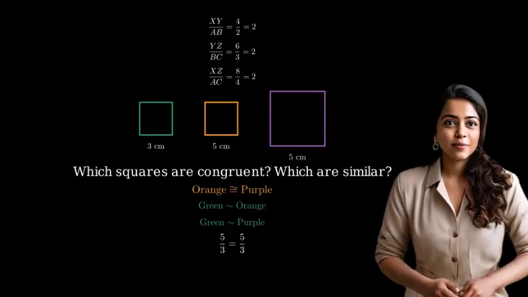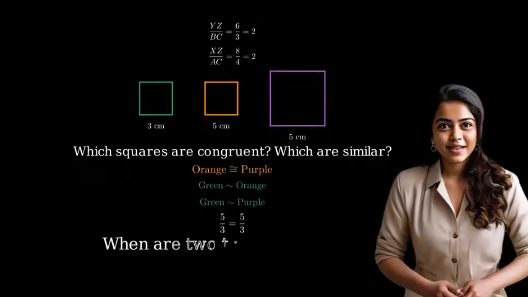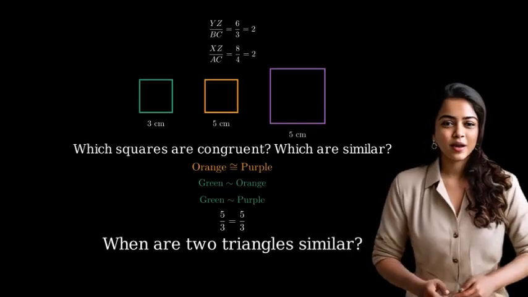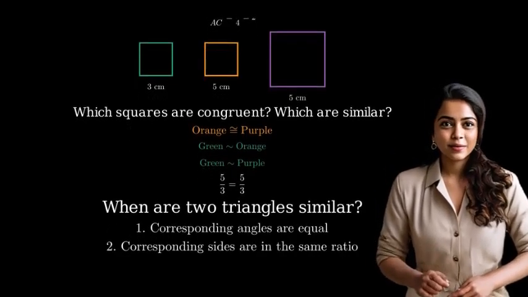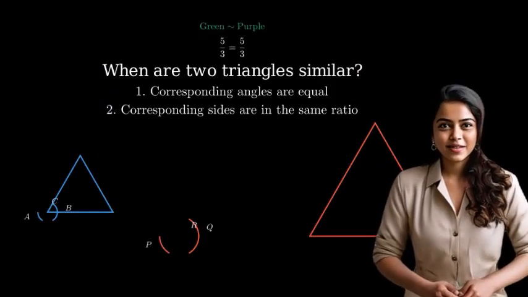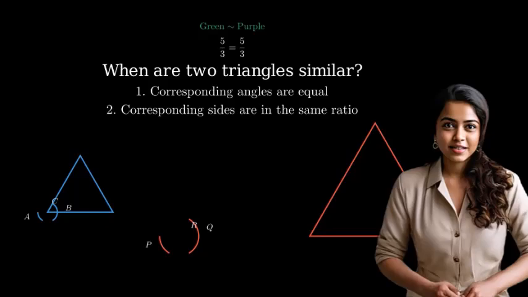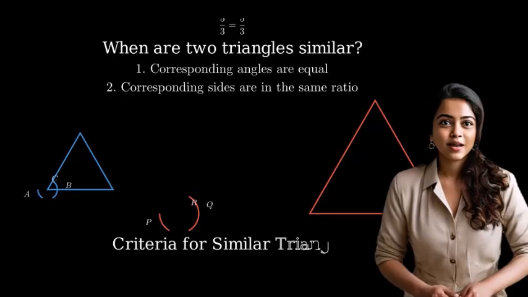Now, let's focus specifically on triangle similarity, which is our main topic. Two triangles are similar if and only if their corresponding angles are equal and their corresponding sides are in the same ratio. Let's look at an example. When checking if triangles are similar, we don't need to verify all 6 parts, the 3 angles and 3 sides. There are 3 criteria we can use.